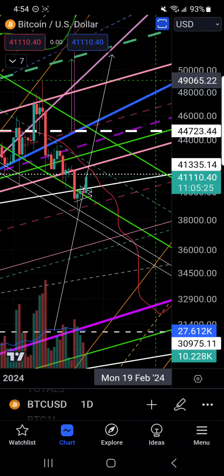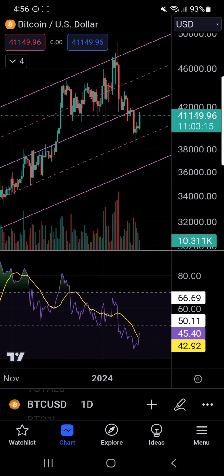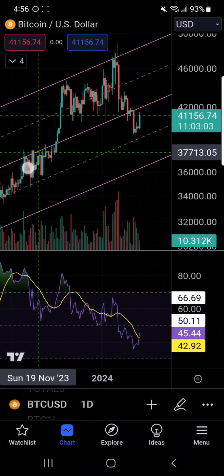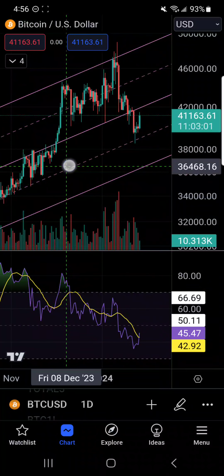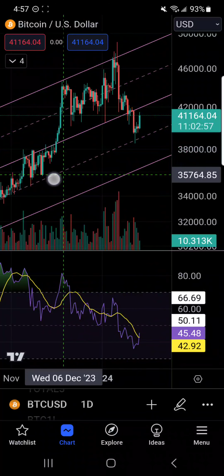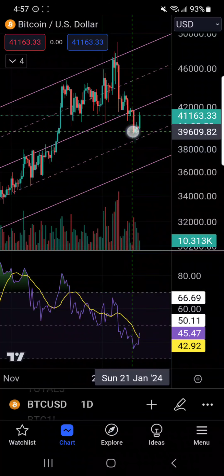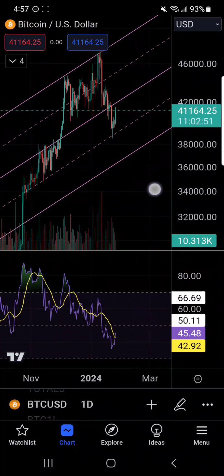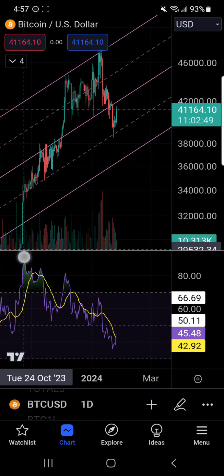Now I will switch to a different chart. All right, so here we are on the much cleaner chart, looking at the Bitcoin US dollar index on the daily time frame. So what we have done here is come back down to the center line of this lower channel. And I will zoom out a little bit so you can see more clearly what's going on.